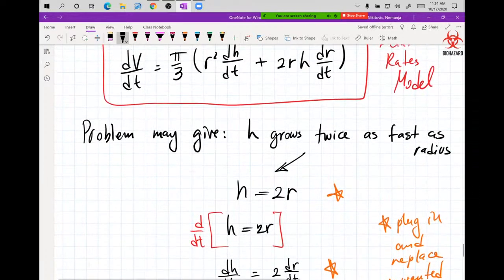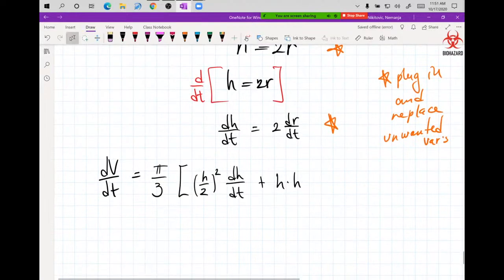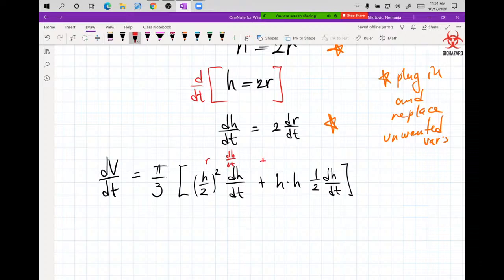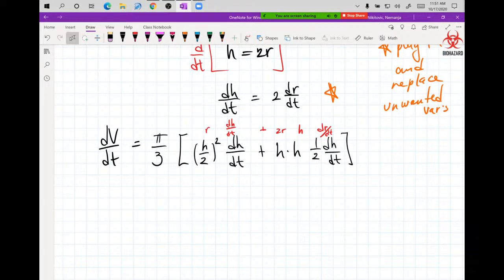And then you have your dr dt. dr dt is 1/2 dh dt. So let me just put this. This is r dh dt plus 2r h dr dt. So all of these variables are replaced with new letters. And what you get is dv dt is equal to pi over 3.